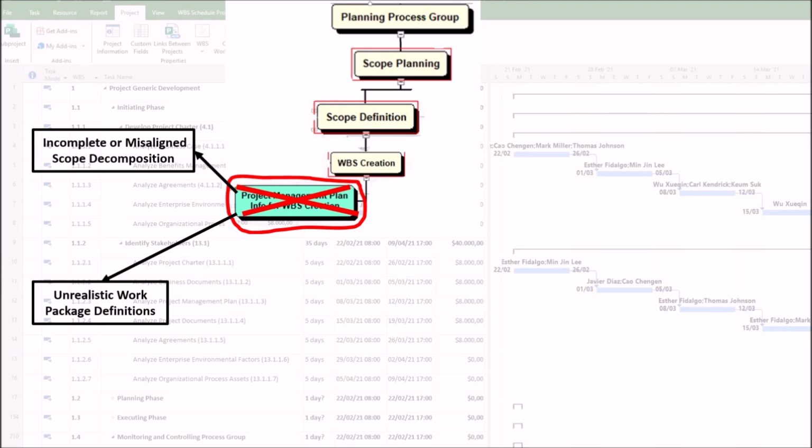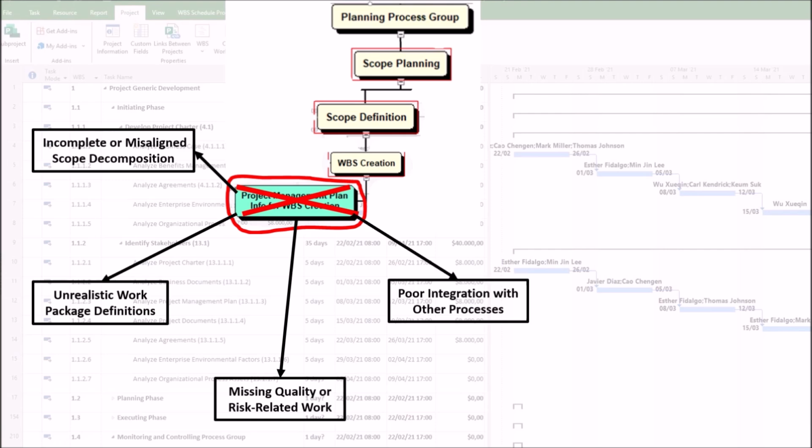2. Unrealistic work package definitions. Poor understanding of the schedule and cost management plans can lead to, first, work packages that are too large, making estimation and tracking difficult. Second, overly granular breakdowns, increasing administrative overhead. As impact, we may have inaccurate timelines, budget overruns, and inefficient progress monitoring. 3. Missing quality or risk-related work. Ignoring the quality and risk management plans might result in, first, no WBS elements for testing, inspections, or audits. Second, omission of contingency tasks such as risk mitigation activities. As impact, we may have defective deliverables, unaddressed risks, and last-minute firefighting.